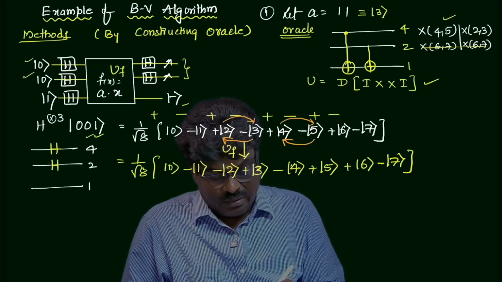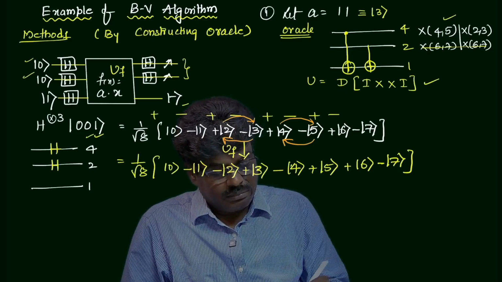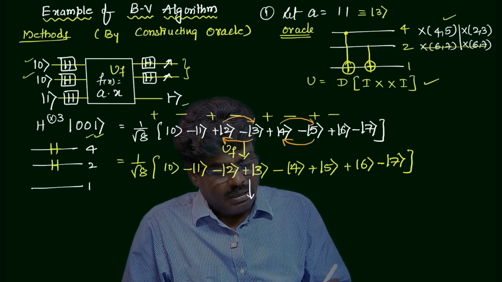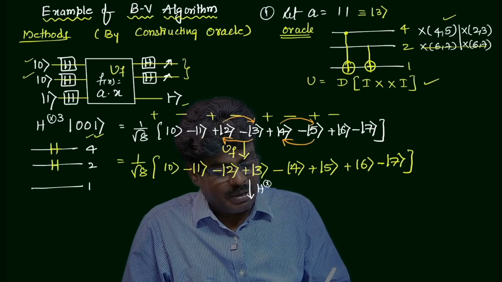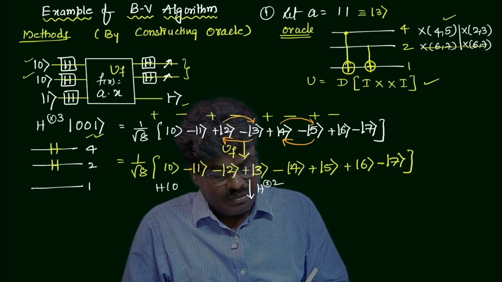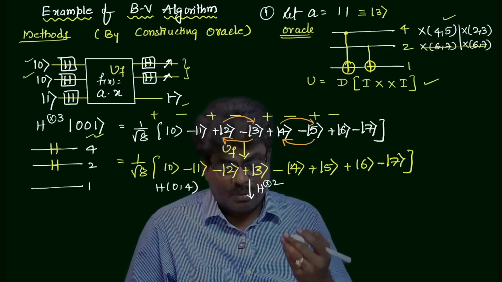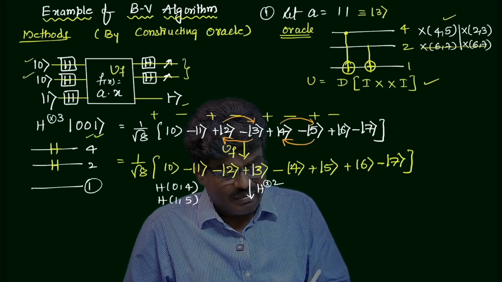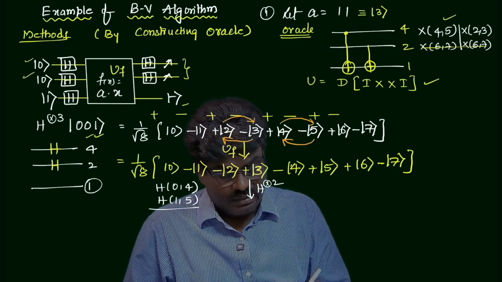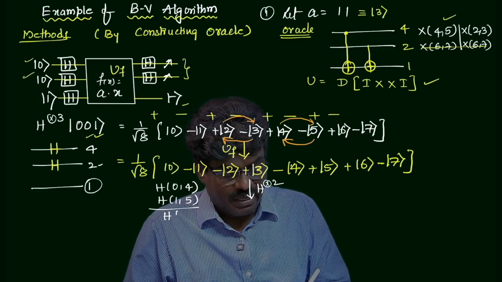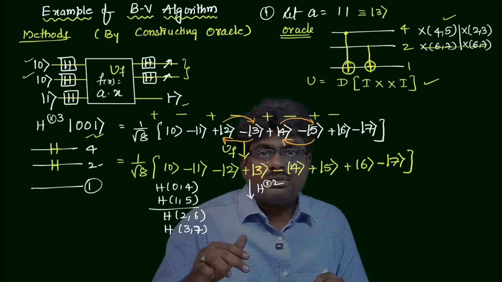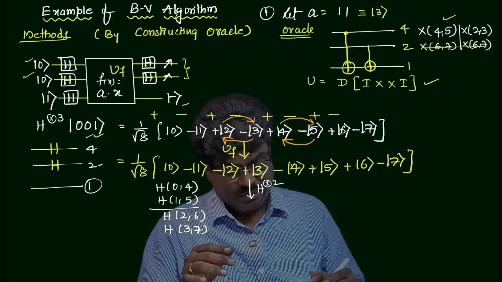Let me take it here. Under this, we have two Hadamard operations. So this is H of 0 comma 4, and after that you have to add the remaining qubit decimal states: 1, 1 comma 5, and again you have to add the other one, 2, that is H of 2 comma 6, and H of 3 comma 7. If you learn this technique, it's very easy to solve any quantum circuit.